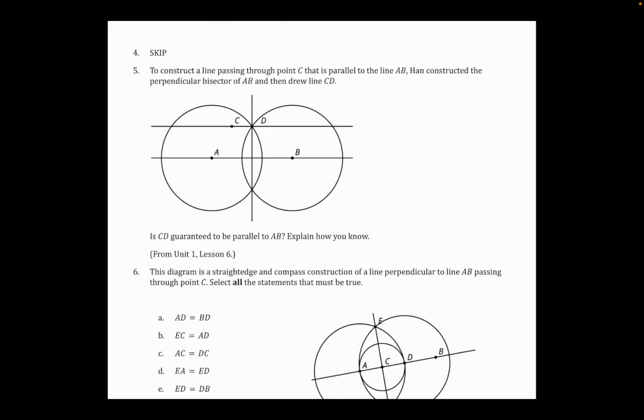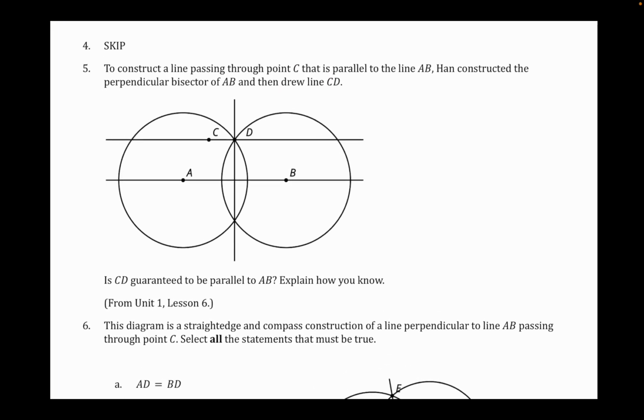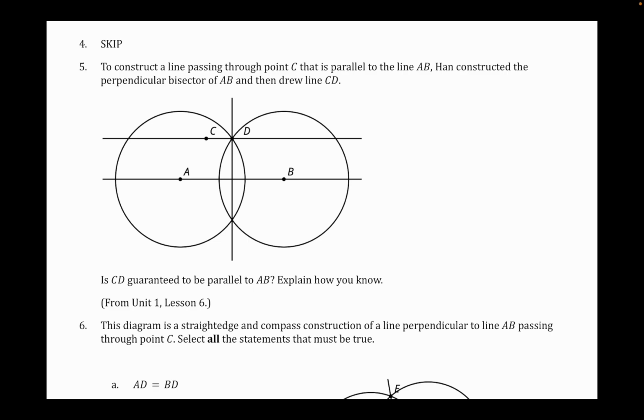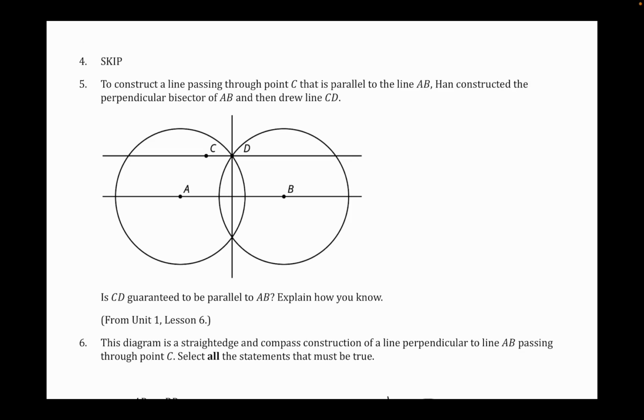So let's move on to our next question. For question 4, we are actually skipping question 4 on this assignment. So it says skip. And we're going to move to question 5. Question 5 says, to construct a line passing through point C, you see point C right here, that is parallel to the line AB, Han constructed the perpendicular bisector of AB. So AB is right here. Han is constructing this perpendicular bisector and then drew line CD.